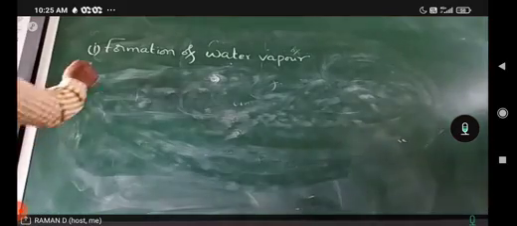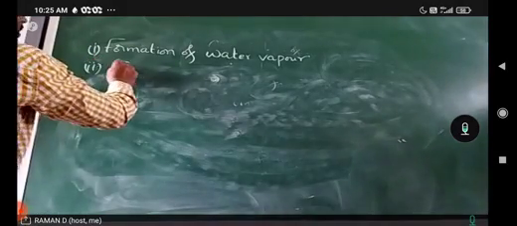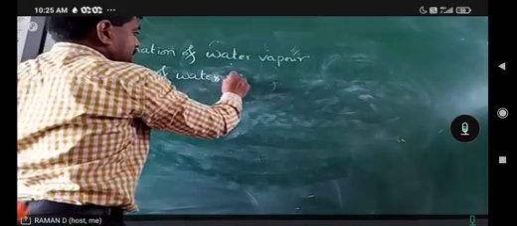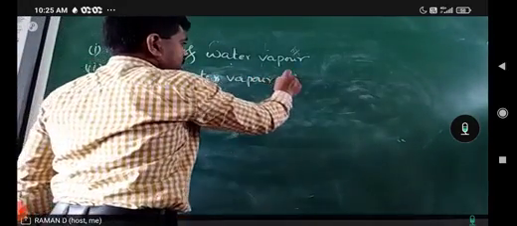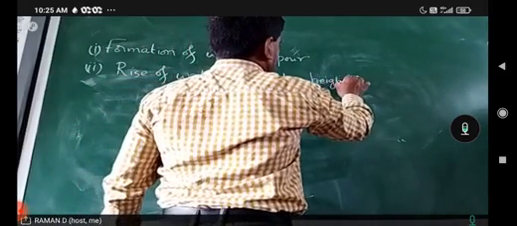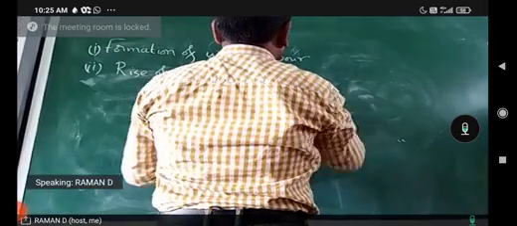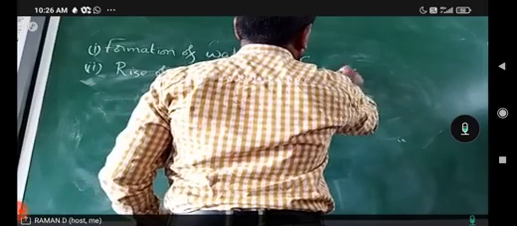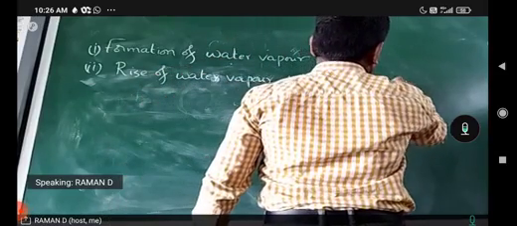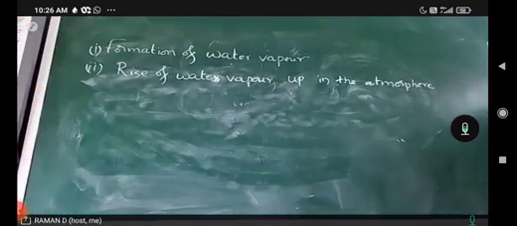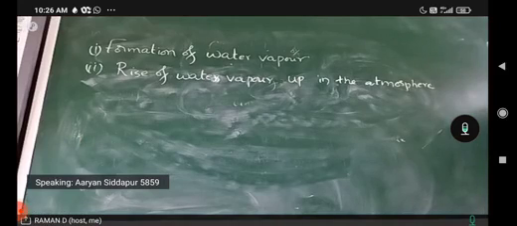So first part, formation of water vapor. Second part, rise of water vapor up in the air. Up in the atmosphere. How will the water vapor move up? Okay, right.